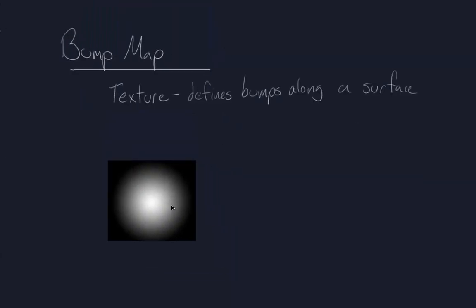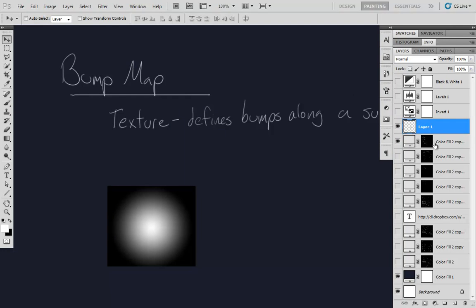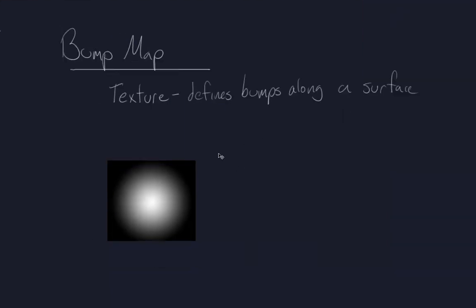So, a couple of things to understand about bump maps before we even get too far into the topic. Bump maps are going to be black and white. They are not going to process color information. You might be familiar with the concept of normal maps. Normal maps are another way to define bumps along a surface. They use a different process altogether. We're not going to be getting into normal mapping, but normal maps specifically make use of color.